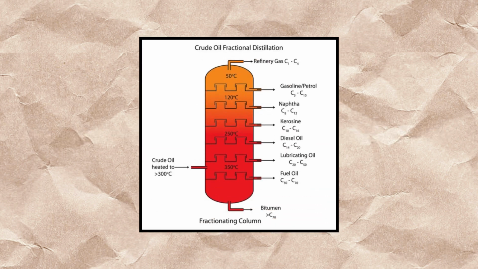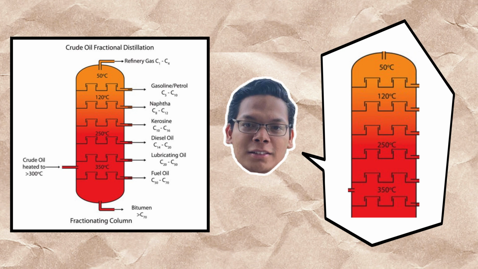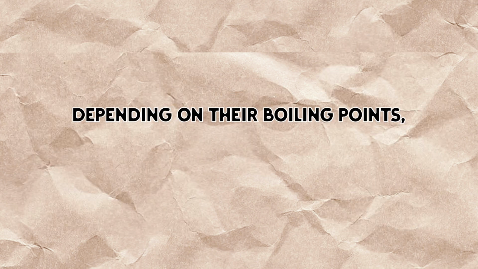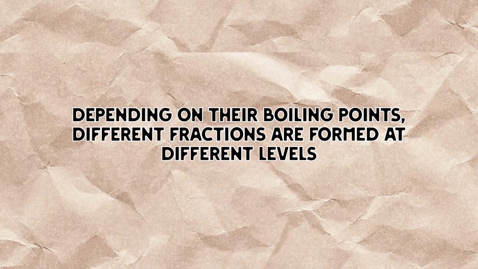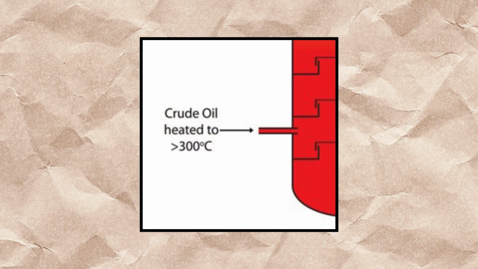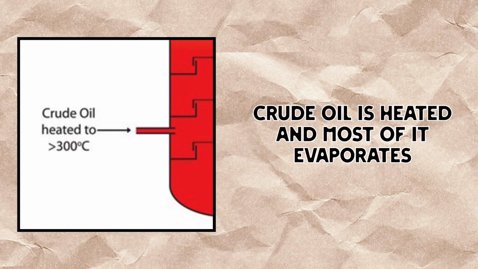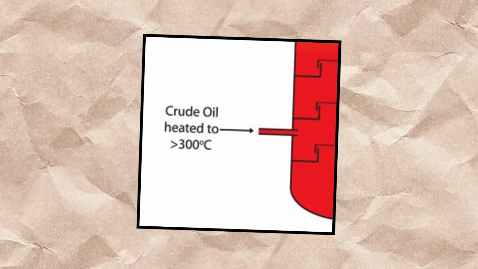Basically, throughout the process of fractional distillation, the different boiling points of hydrocarbons are utilized. Depending on their boiling points, different fractions are formed at different levels of the column. At the beginning of the fractional distillation process, crude oil is heated and most of it evaporates. It enters the fractionating column as a gas.